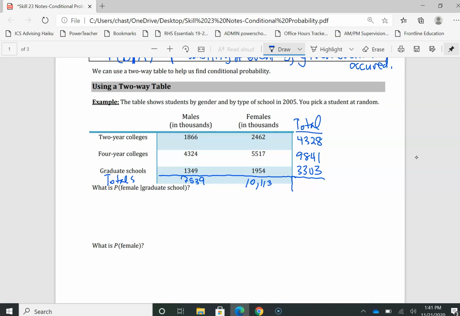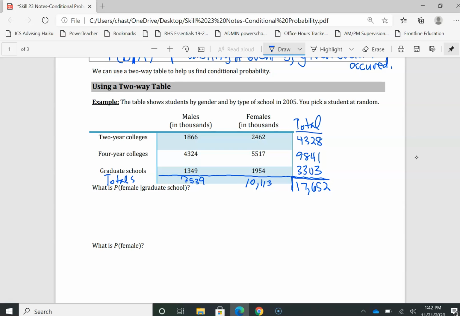And then we need a grand total altogether. This number here in this little box should be the sum of the rows and the sum of the columns. So if I take 7539 plus 10,113, I get 17,652. That should be the same as if I were adding this column, 4328 plus 9841 plus 3303. Yep. Okay.